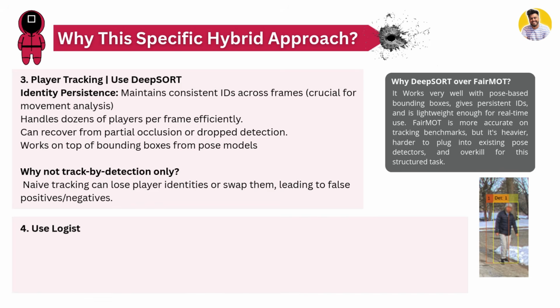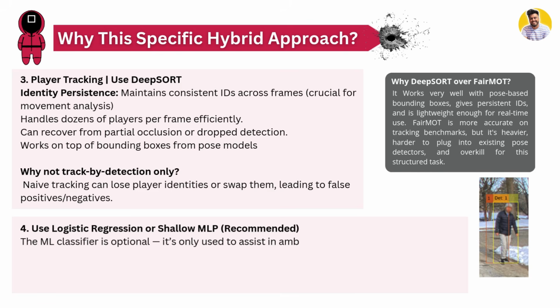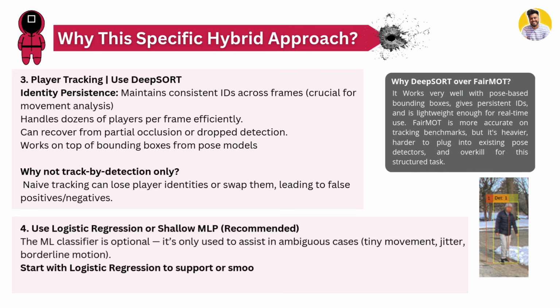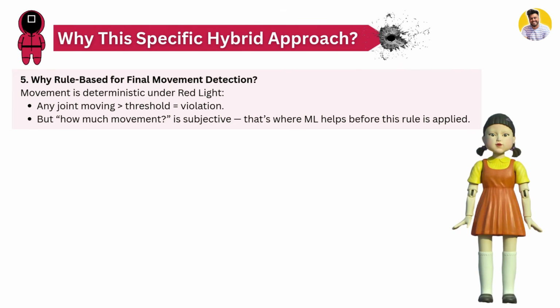So for the very start, we can use logistic regression or a shallow MLP, because the ML classification is optional. It is only used to assist in the ambiguous cases. Okay, so we can start with logistic regression to support or smooth the rule-based system, not to replace it entirely. And then the final question, why rule-based for the final movement detection?